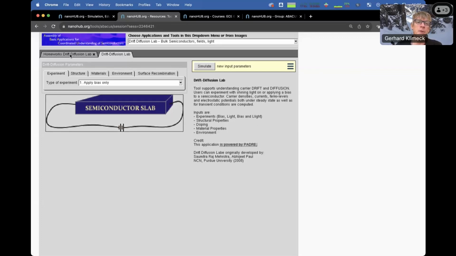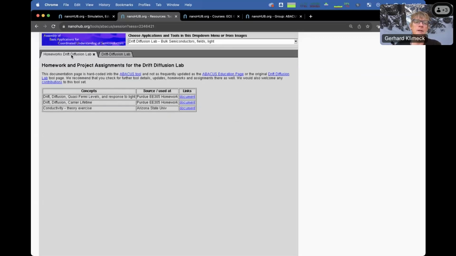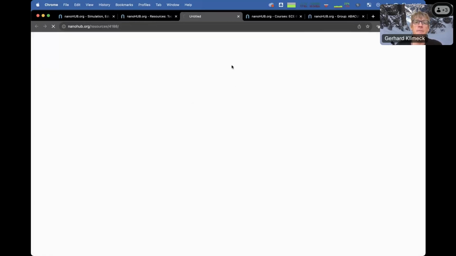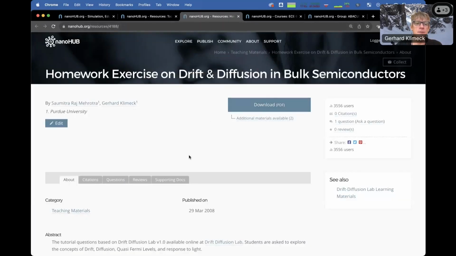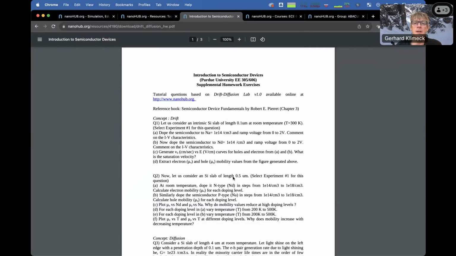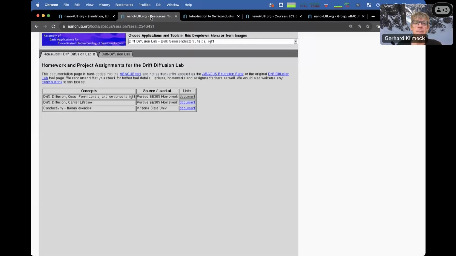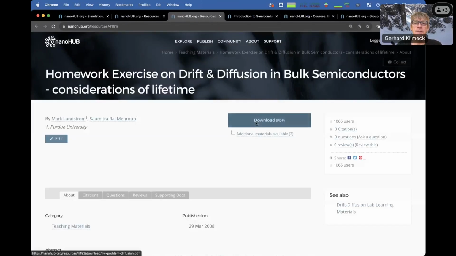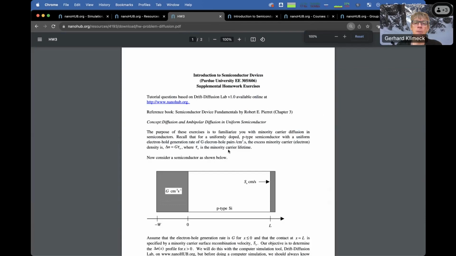So there's two tabs here. There's one here that says homework for Drift-Diffusion-Lab. So here are three homeworks that are listed here. If you click on them, you get tabs describing these homeworks, and you can download a PDF. And this is taken from Purdue in what we call 305 or 606. One is an undergrad, the other is a grad level class. The other one I want to highlight is this here, which is also taken from the same course.